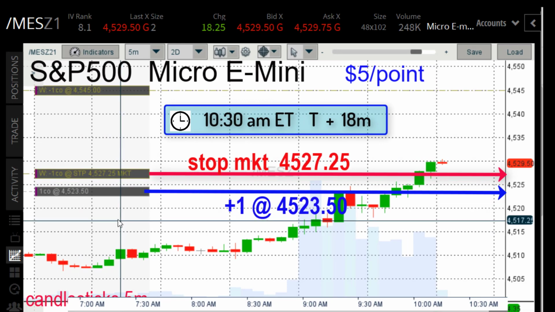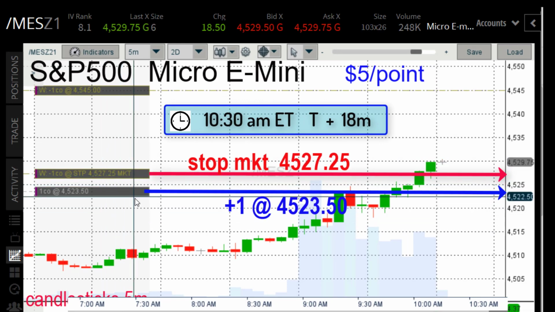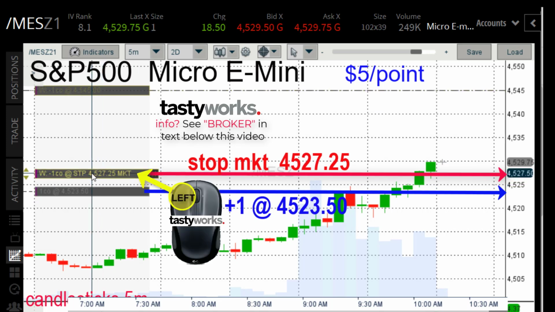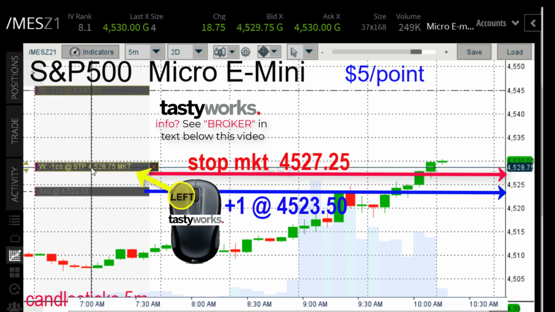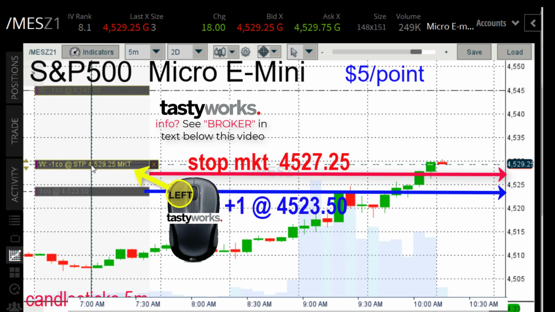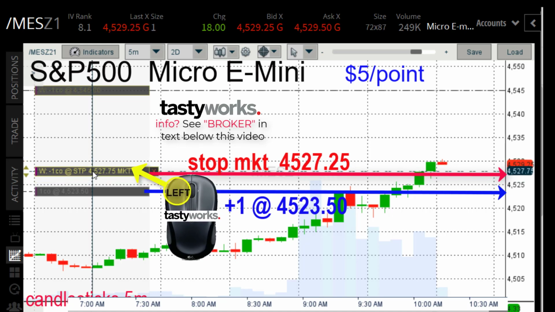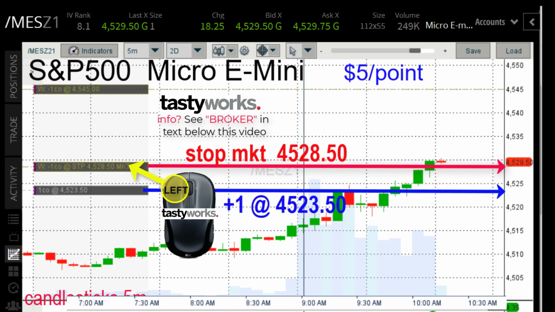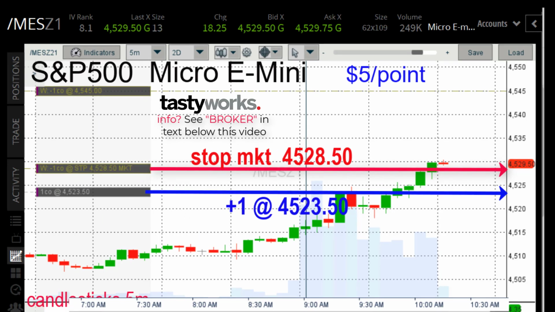Going up in time here, we've been in the trade for 18 minutes. The time is 10:30 Eastern Time, and I'm getting out my Tastyworks mouse to move that stop up yet again. I already had it at 45.27 and I'm going to eke it up just a little bit more to lock in some more of those unrealized gains. And I've moved the stop to 45.2850. And so I've locked in $25 now, 5 points at $5 a point. We're trading one contract here.